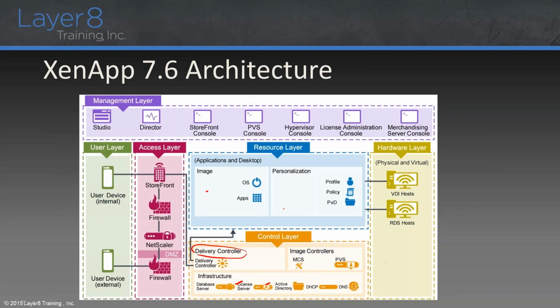What we're going to look at today is the resource layer. How are we providing the resources for our deployment in the system? So what operating system and what applications are we going to give? And I'm going to do a real quick demonstration on publishing applications because that seems to be where most people want to go. And we can also personalize things using profiles, policies, PVDs, etc. on the system. And yes, when users come into the system, if they come in externally, the NetScaler can pass through the credentials to StoreFront, so the user will not need to log on a second time.